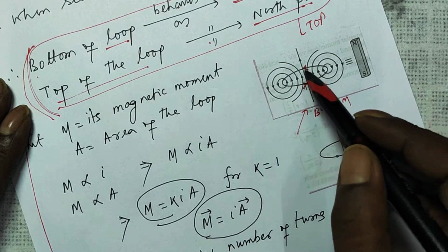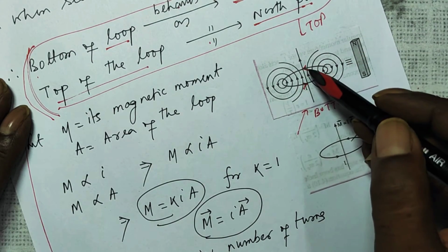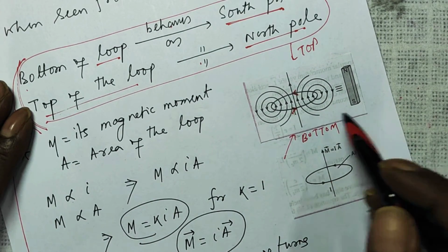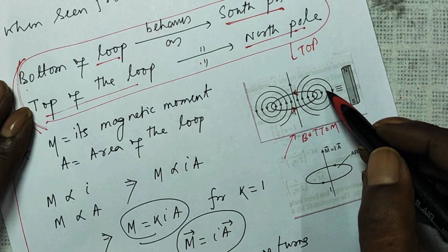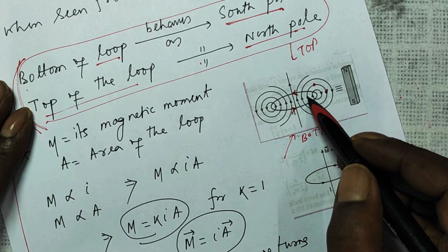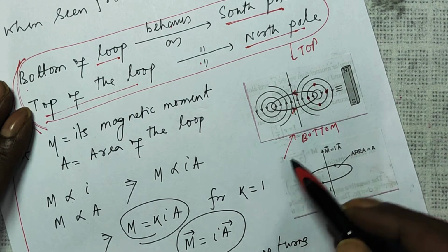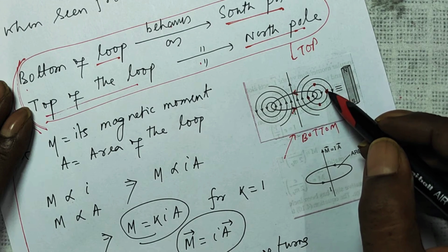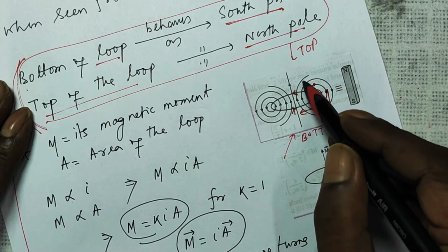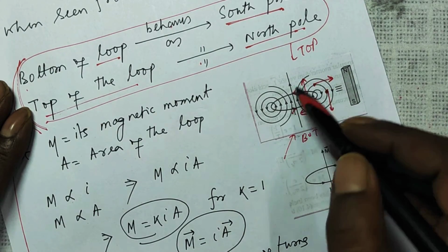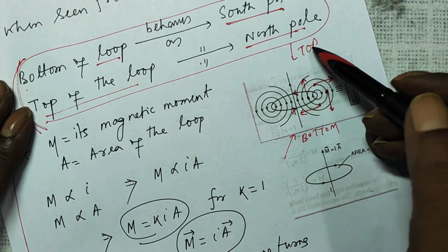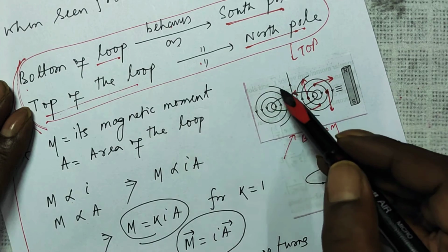This is the circular loop. From the top, the direction of current is anticlockwise. From the bottom, the direction of current is clockwise. I just took 4 points. Suppose this point is small a, this point is small b, this point is small c, this point is small d. Here the direction of magnetic field was to this side, here it was to this side, here it was to this side, here it was to this side. Means the lines of force are entering from the bottom and coming out from the top. So these are the magnetic field lines.